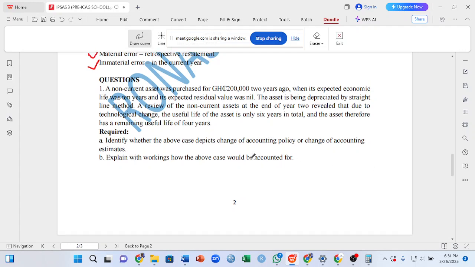Okay, thank you very much. So let's start with part A. Part A is theoretical: to identify if it's an accounting policy or a change in accounting estimate. So what do you think? Is it a change in accounting policy or a change in accounting estimate?